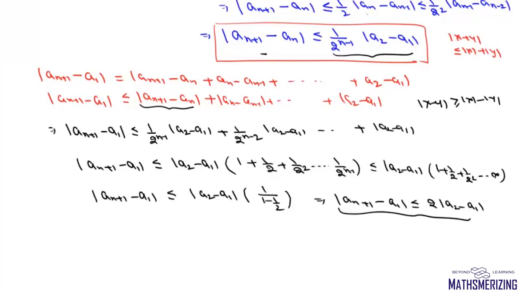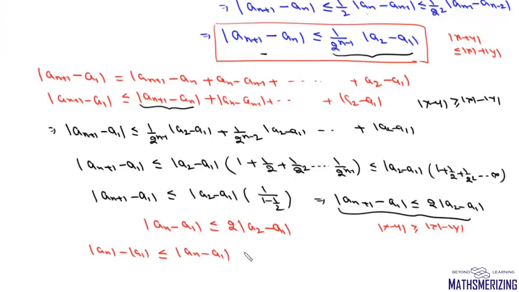So if it is true for any value of n, then we can simply write mod of a_n minus a_1 is less than or equal to 2 times mod of a_2 minus a_1. Now we know that mod of x minus y is always greater than or equal to mod x minus mod y. So we can write mod of a_n minus mod of a_1 is less than or equal to mod of a_n minus a_1, which is less than or equal to 2 times mod of a_2 minus a_1. So from here we can say mod of a_n will always be less than or equal to 2 times mod of a_2 minus a_1, and then plus mod a_1.